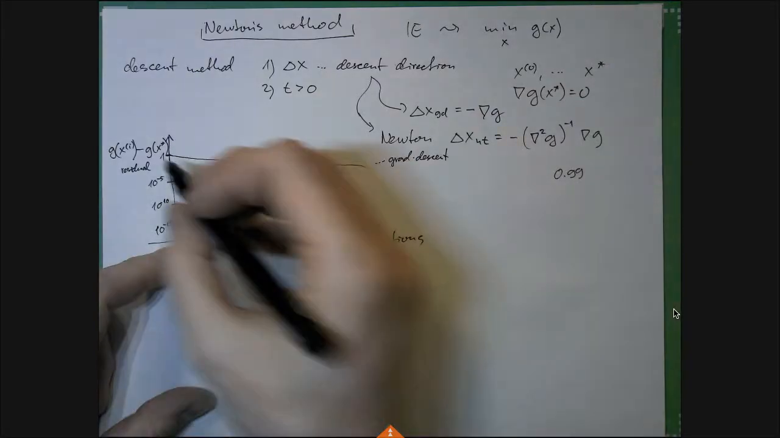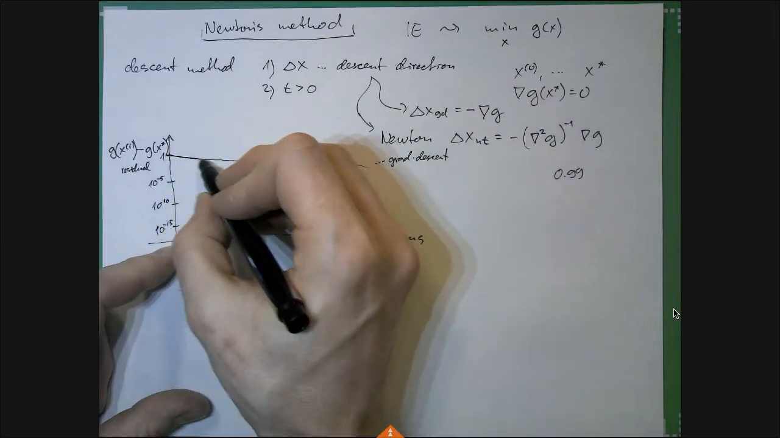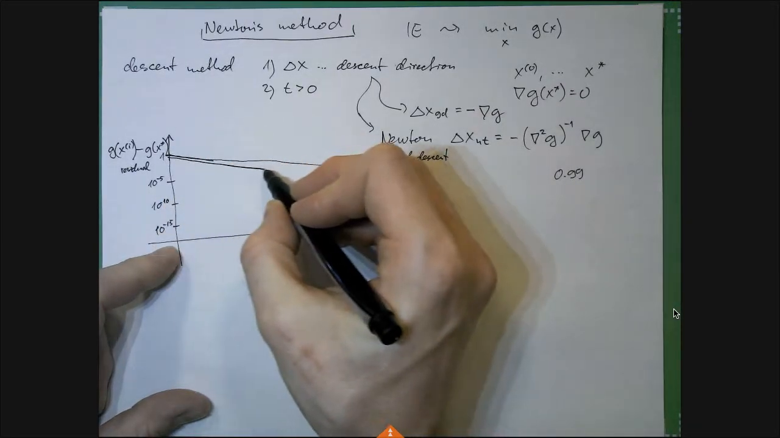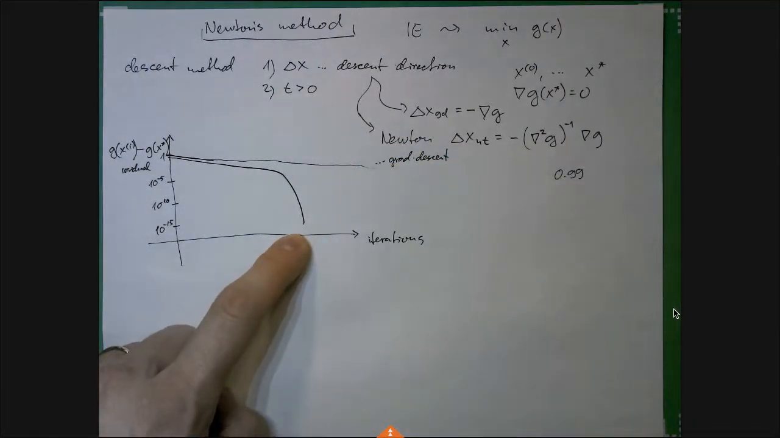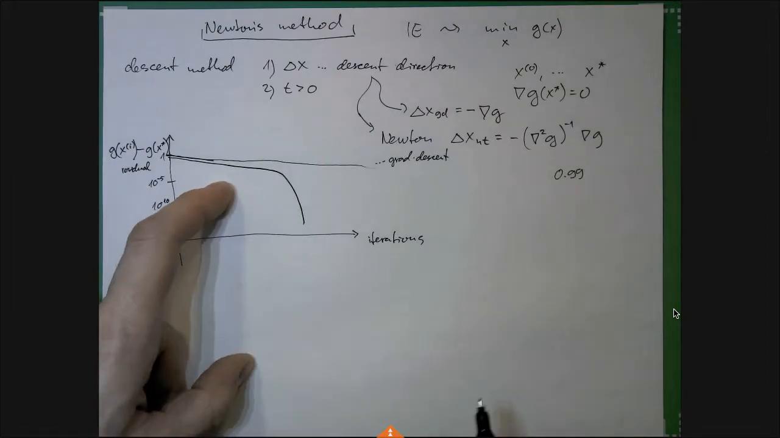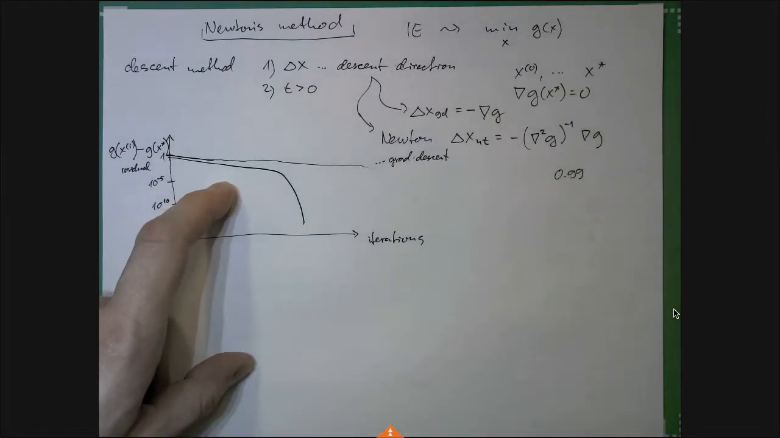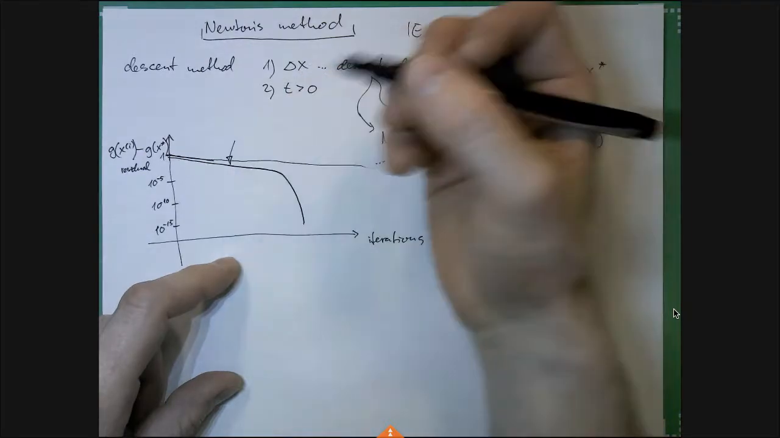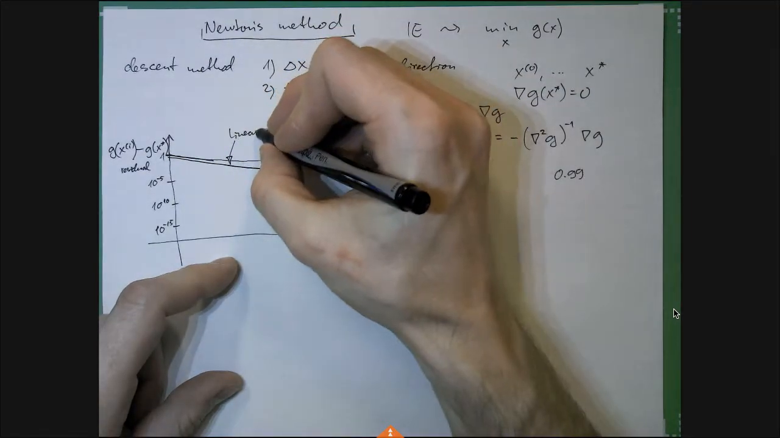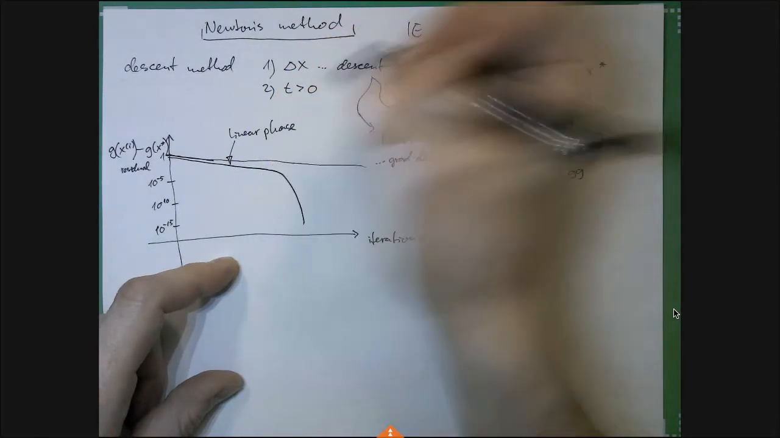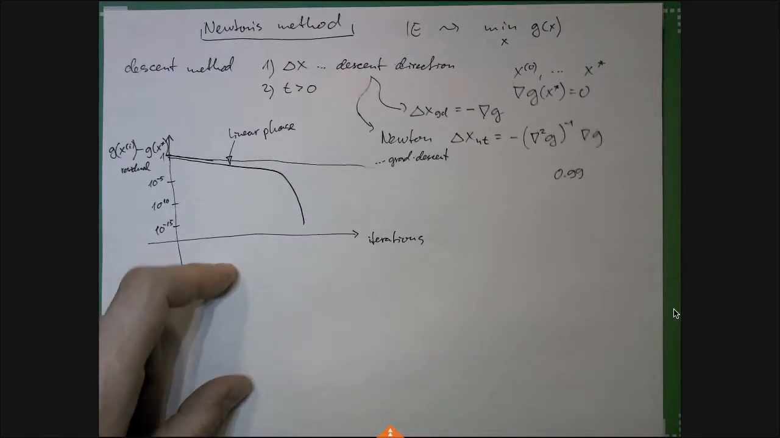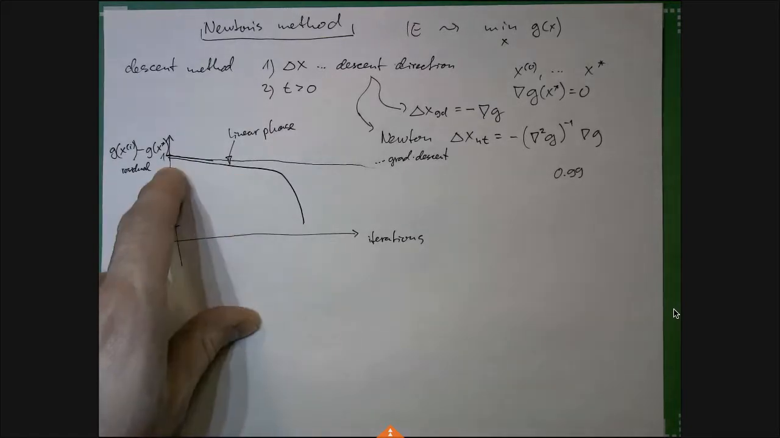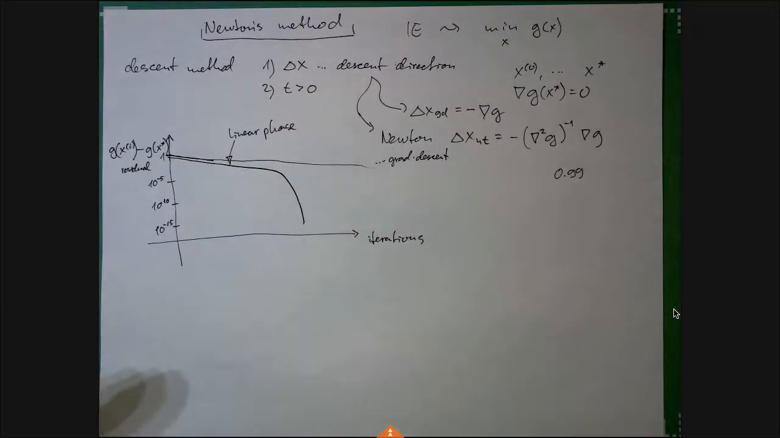What Newton typically gives you is an interesting thing. It starts something like this, and then it rolls over and goes very fast. So this is called the two phases of Newton convergence. The first phase is the linear phase, where it behaves sort of similar to gradient descent. That's probably not a correct statement, but the error or residual reduction is similar to gradient descent.